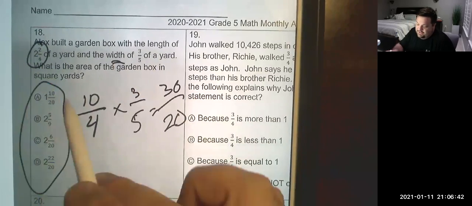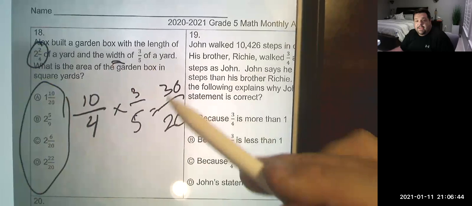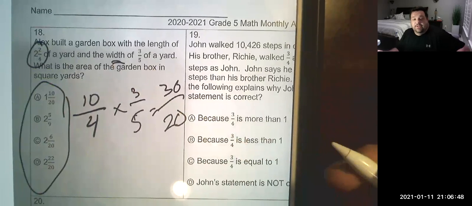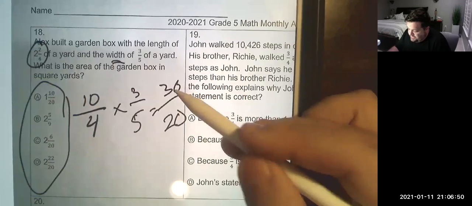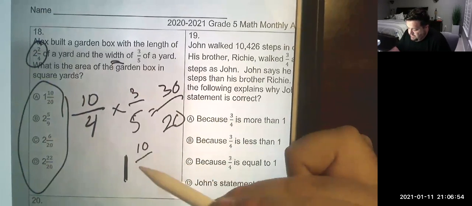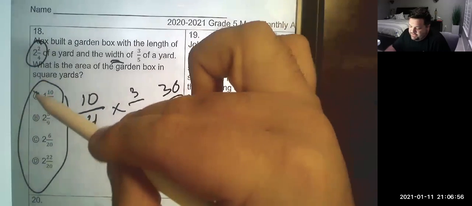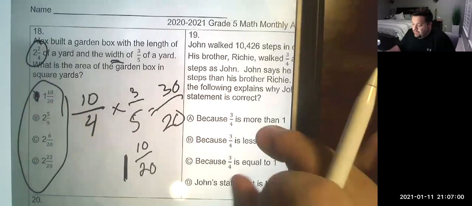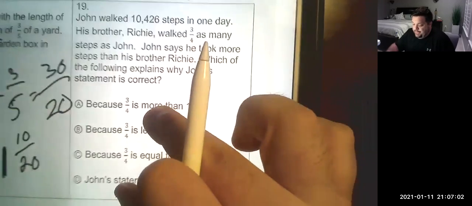That is not one of our choices over here. So you got to think, can I do anything to this to reduce it, make it back to a whole number and a fraction? 20 goes into 30 one time with 10 left over 20. And there's your answer right there, A, right? So make sure you're checking your paper to see what you put.